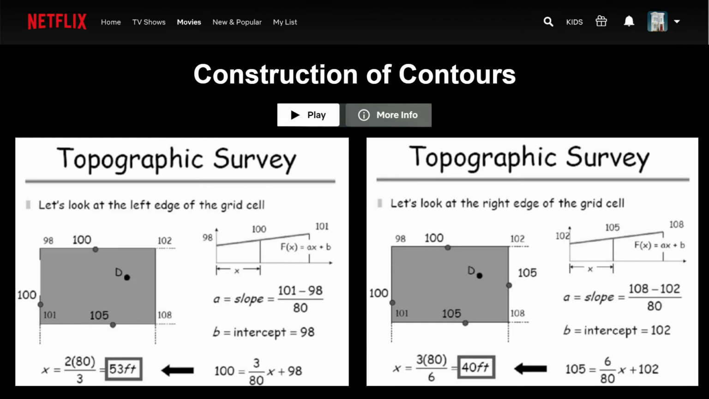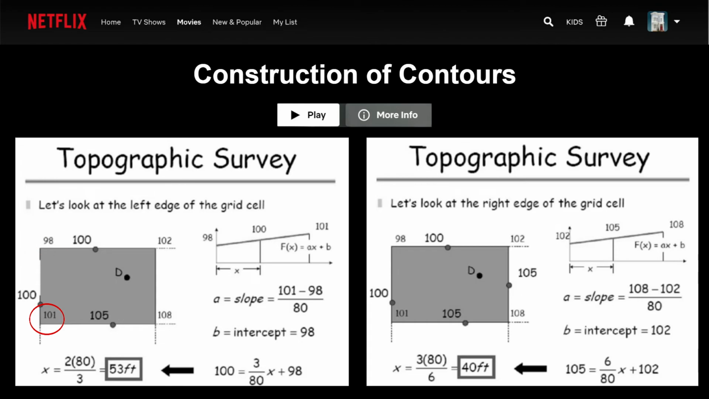Now we move on to the left and right edges. For solving the left and right edges, instead of using the 100 feet east, we will be using the 80 feet north for the slope. But the concept will still be the same in calculating the slope and the intercept using the slope intercept form. If we look at the left edge of the grid cell, the top left indicates 98 and the bottom left indicates 101.